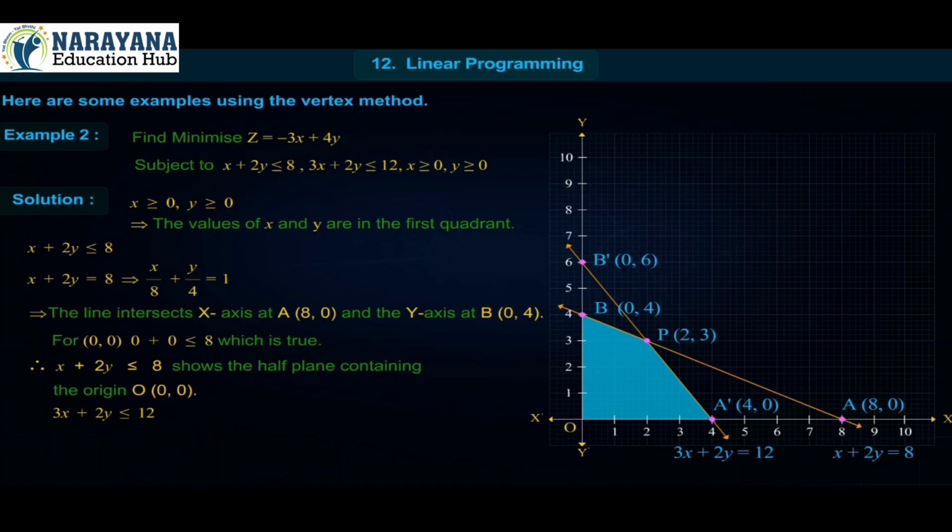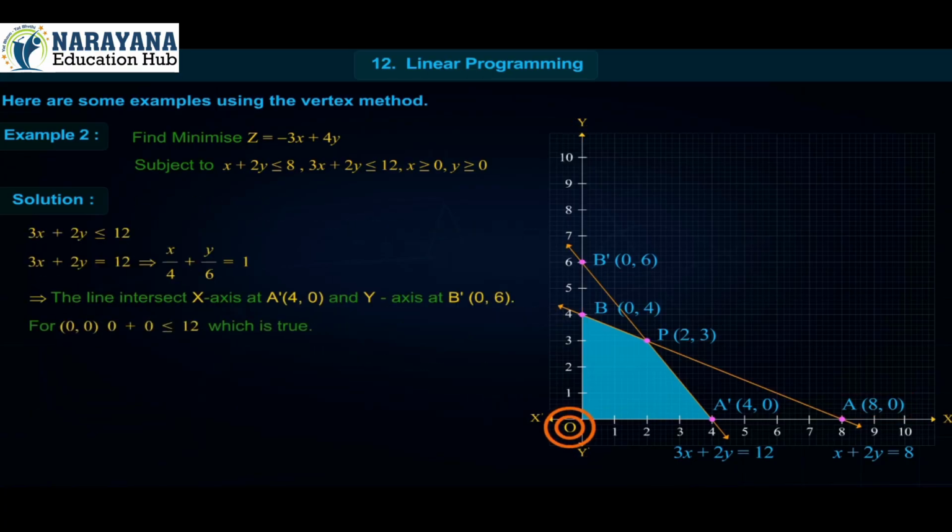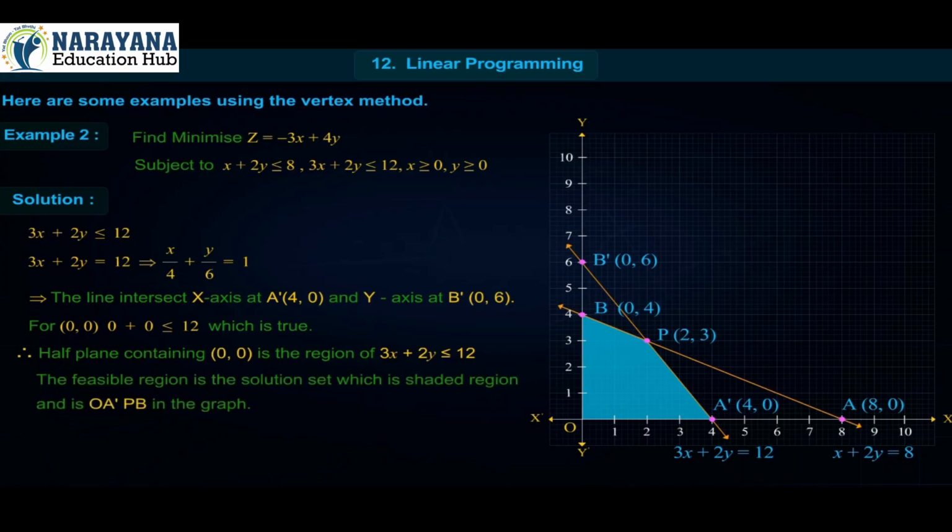3x plus 2y is less than or equal to 12. 3x plus 2y is equal to 12 implies x upon 4 plus y upon 6 is equal to 1. Implies the line intersects the x-axis at A' (4, 0) and the y-axis at B' (0, 6). Put (0, 0): 0 plus 0 is less than or equal to 12, which is true. Therefore, the half plane containing (0, 0) is the region of 3x plus 2y is less than or equal to 12. The feasible region is the solution set, which is the shaded region OAPB in the graph.